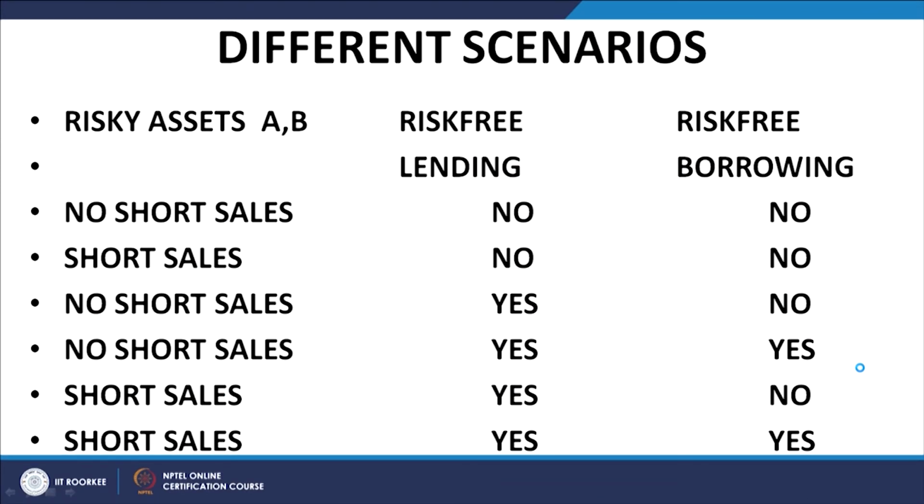First of all, we have a situation where no short sales are allowed in A and B and there is no risk free lending or borrowing. Then we have short sales in A and B, but no risk free lending and borrowing. Then we have no short sales in A and B, but we do have risk free lending. Then we have no short sales in A and B, but we do have risk free lending and borrowing. Then short sales with risk free lending, but no borrowing, and then finally, the most general situation where we have short sales allowed as well as risk free lending and borrowing allowed.